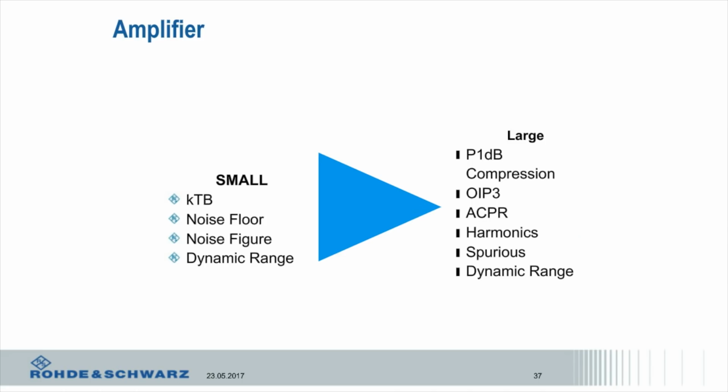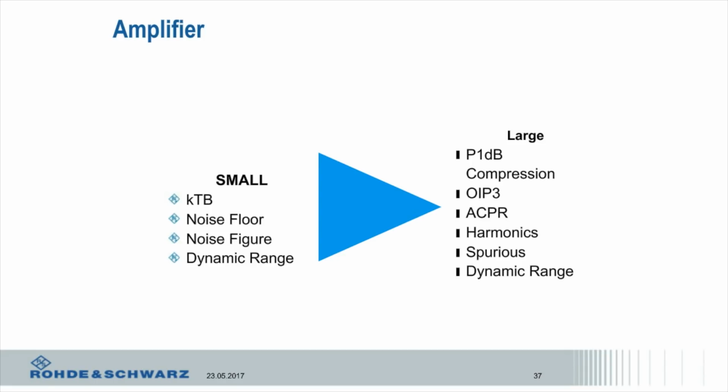Okay? So when I look at an amplifier, what are all the characteristics that I care about? Well, on the left side, the small signal characteristics, there's the KTB. Again, that's just thermal noise. And I want to know what the noise floor of my system is. So, what bandwidth am I operating in? What does that KTB move to dependent on the bandwidth of the system? What's the noise figure of my amplifier? How much additional noise am I putting in from that amplifier? And then again, what's the dynamic range, smallest to the largest signal?